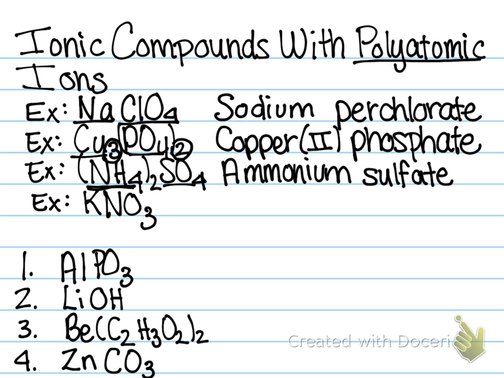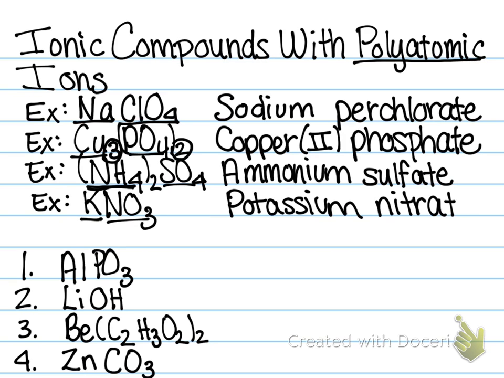In our fourth example, we see a cation, potassium, and an anion, nitrate. And we don't need parentheses here for Roman numerals because potassium is in group 1 on the periodic table.